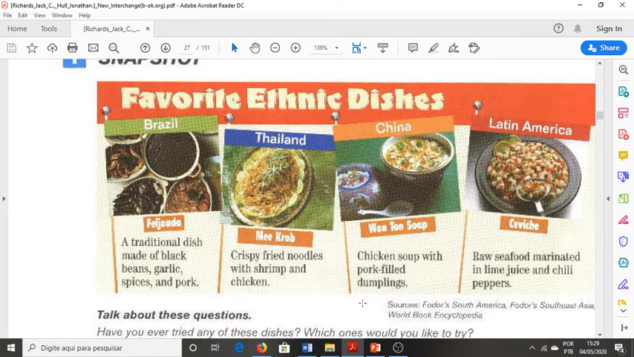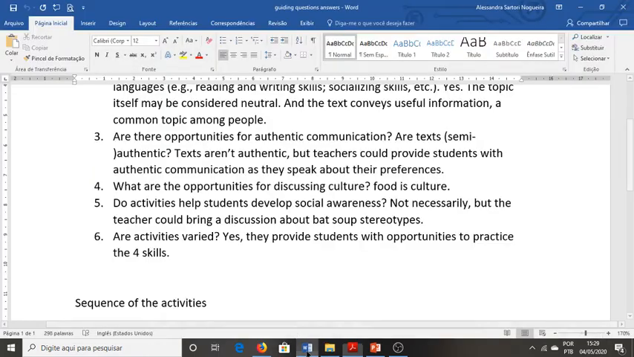Lucky for the authors, they don't have to go deeper in this topic, the cultural topic. Do activities help students develop social awareness? Well, my answer is, the activities not necessarily, but a teacher could bring a discussion about, for example, stereotypes. So this is one example.